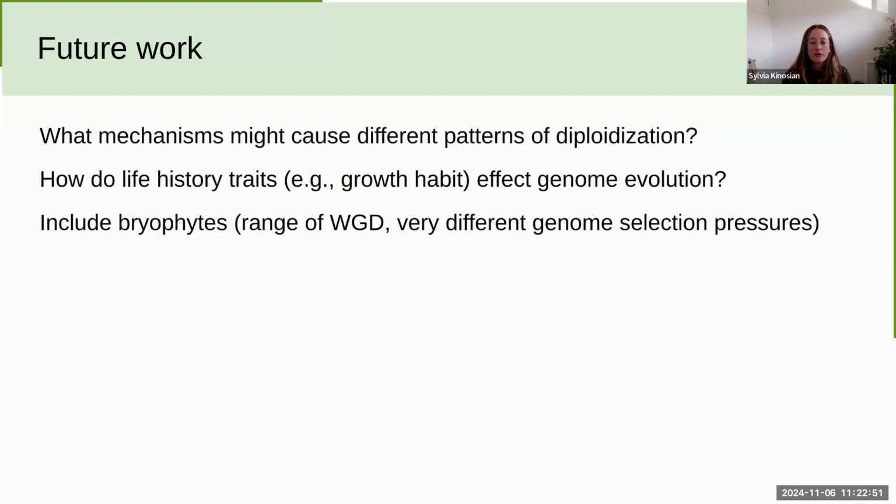And then finally, include bryophytes. I mentioned in the beginning that I wasn't really going to talk about them, and it's because we don't know a whole lot about their diploidization right now. We do know that they have a wide range of whole genome duplications between the lineages of bryophytes, but overall, relatively few whole genome duplications in their histories, and they have very different selection pressures on their genomes than vascular plants. So hopefully in the near future, we'll understand a little bit more about them and be able to include them in these comparative analyses.